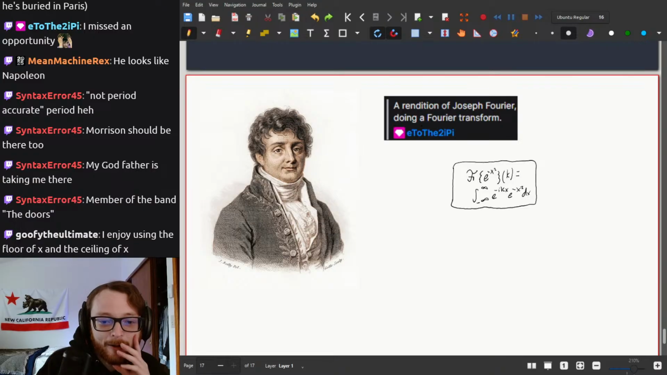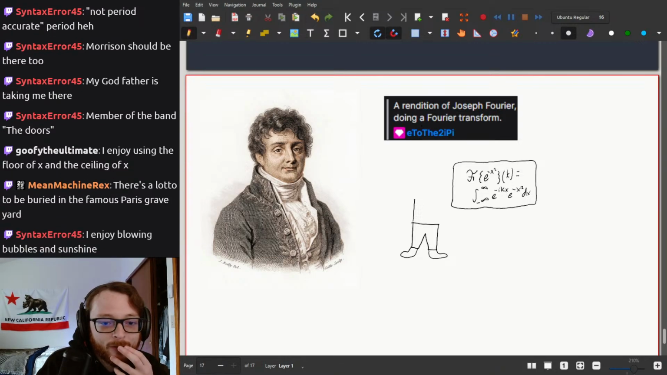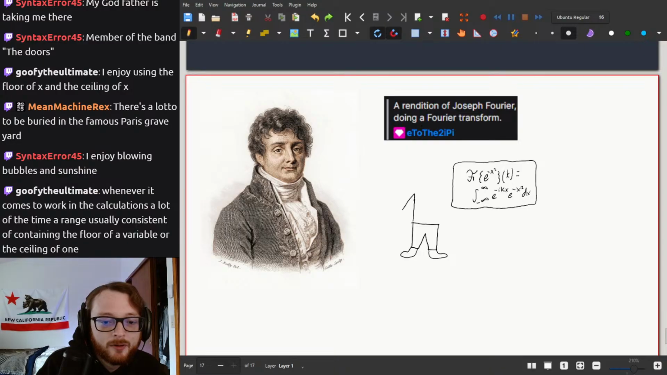Okay. Well, I'm not going to do a straight up stick figure, but this is how I draw people if I'm not doing stick figures. It's not much of an improvement, if I'm being honest. Move your pants over. There's a lot to be buried in the famous Paris graveyard? Really? That's a really wimpy arm. This is not the face of a swole man, but his arm was a little bit too wimpy, I think.